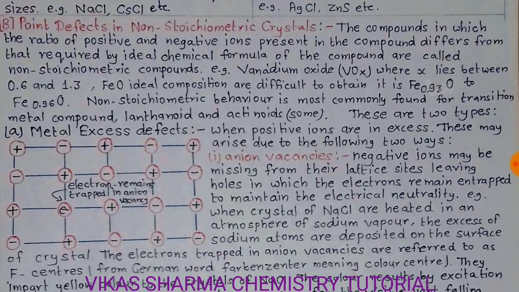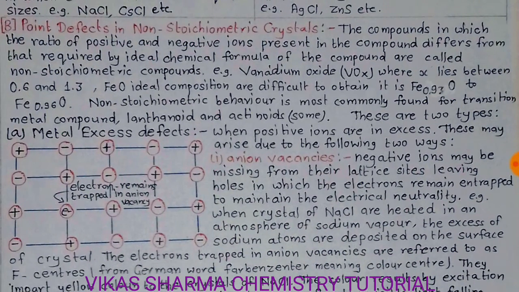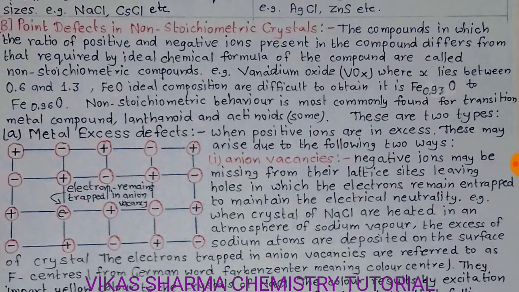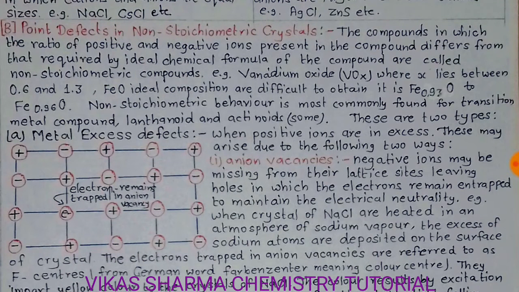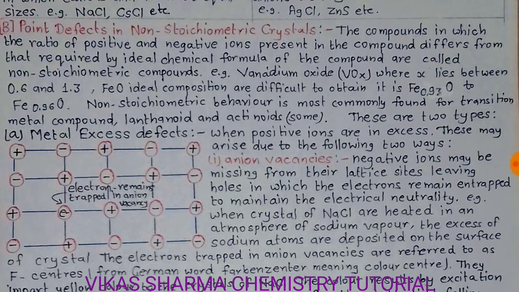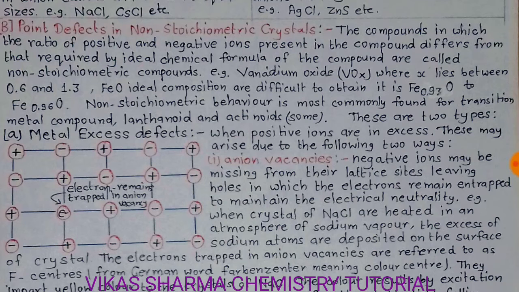Student, the second big category is point defects in non-stoichiometric crystals. The compounds in which the ratio of positive and negative ions present differs from that required by the ideal chemical formula are called non-stoichiometric compounds. Example, vanadium oxide, VOx, where x lies between 0.6 and 1.3. Ferrous oxide, FeO, ideal composition is difficult to obtain. It is Fe0.93 to Fe0.96 O.